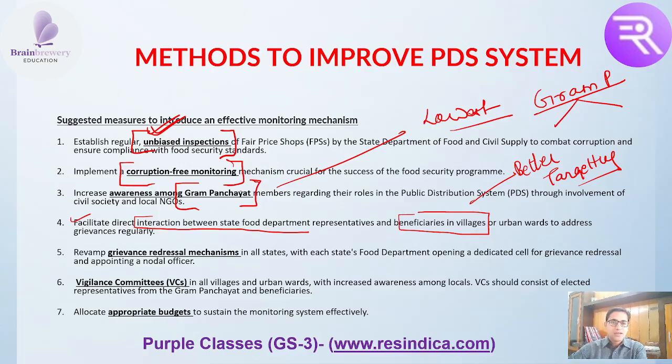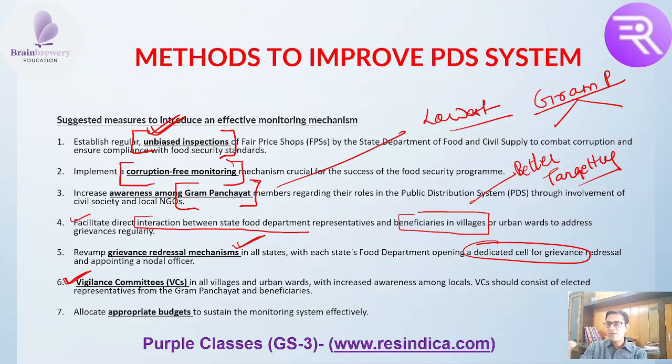Okay, then the grievance redressal mechanism again has to be put upfront, and there should be a dedicated cell for the grievance redressal mechanism. Then the vigilance committee has to work seamlessly, so that if there is any kind of diversion, or any kind of issue related to the beneficiary or anything, these vigilance committees are very active in their work.